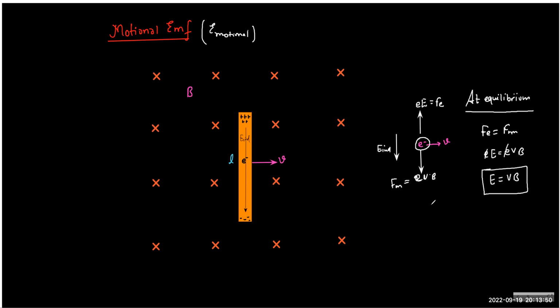So what is EMF? It is the potential across the rod, isn't it? Yes. So the potential across the rod is E into L, the field into length, isn't it? That's simple. And so we get the answer VBL. So what we derived earlier by flux change, the answer was the same. If you remember, it was VBL. Yes. And this we can call motional EMF.